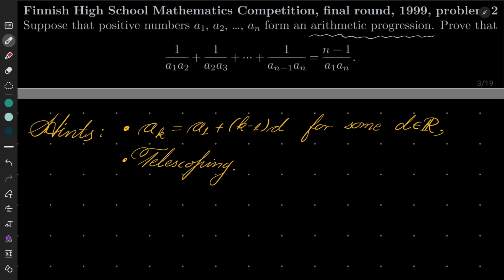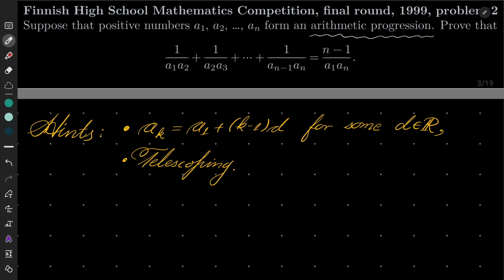Hello friends, in this video I'd like to present my solution to the following problem from the Finnish high school mathematics competition, final round 1999, problem number 2. Suppose that positive numbers a1, a2 and so on up to an form an arithmetic progression. Prove that 1 over a1a2 plus 1 over a2a3 and so on plus 1 over a(n-1)an equals n minus 1 over a1an.